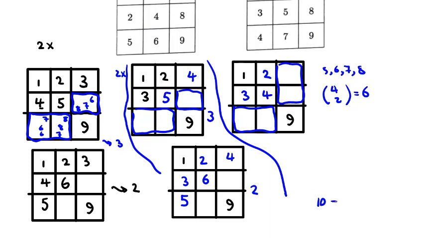3 here, 2 here, plus 3 plus 2 here, and plus 6 here. So 3 plus 2 is 5. 5 plus 6, 11. 10 plus 11 is 21, and 2 times 21 will be 42.